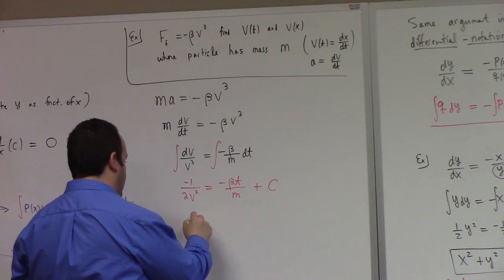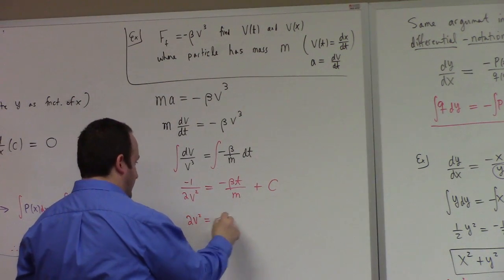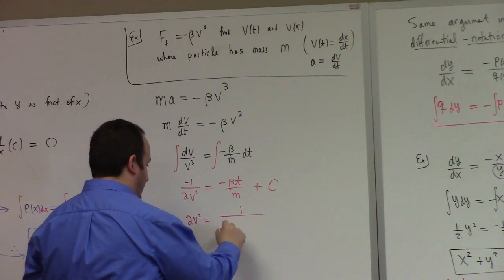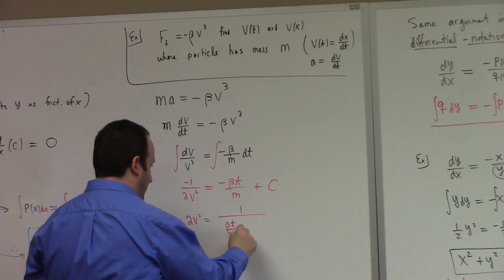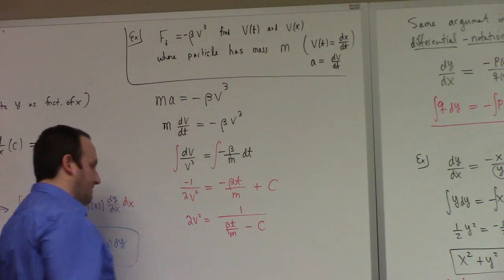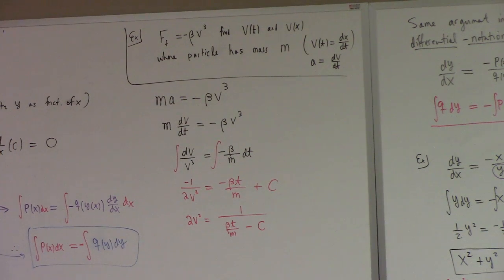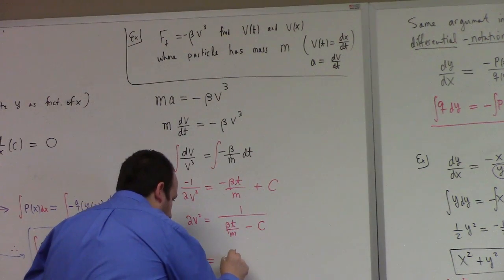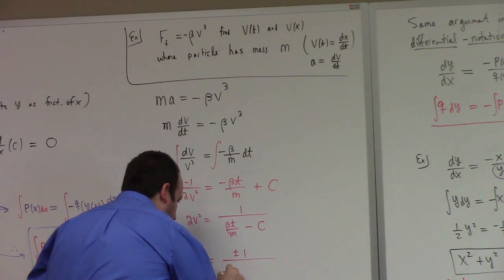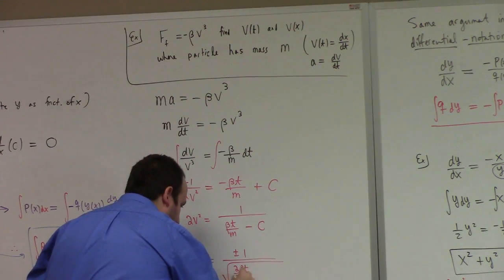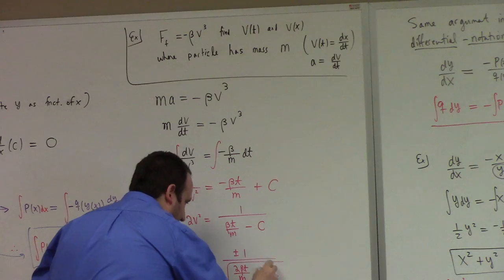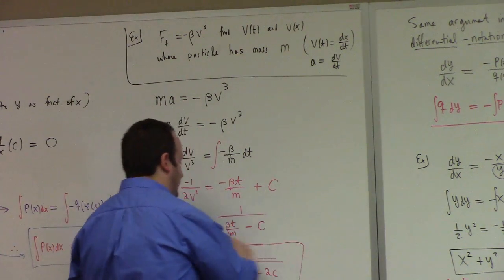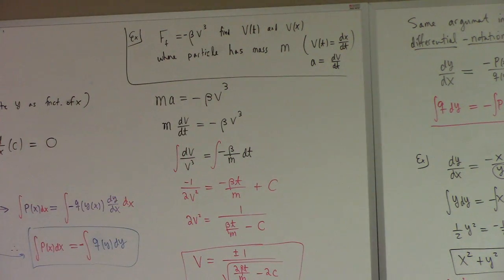Like this gives me 2v squared is equal to 1 over beta t over m minus c. Then I can divide both sides by 2, and I get v is equal to plus or minus 1 over the square root of 2 beta t over m minus 2c. There you go. That's the velocity as a function of time. It ain't pretty, but there it is.